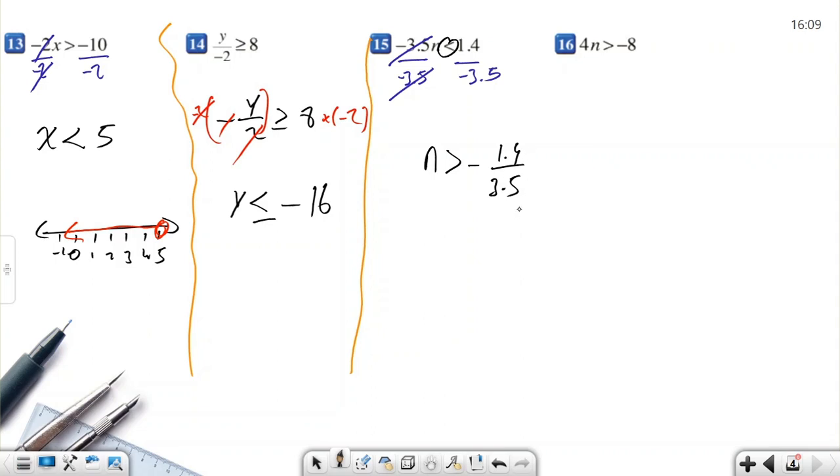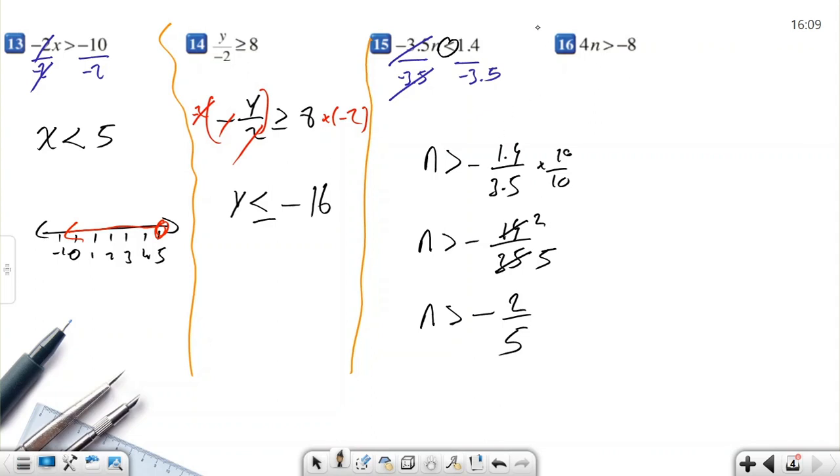So I can enlarge this fraction, I can multiply numerator and denominator by 10. 10 divided by 10 is 1. When I multiply by 1, nothing changes. n is greater than negative 1.4 times 10, 14, 3.5 times 10, 35. You need to simplify by 7. 14 divided by 7 is 2. 35 divided by 7 is 5, not 7, I am sorry. So negative 2 over 5.